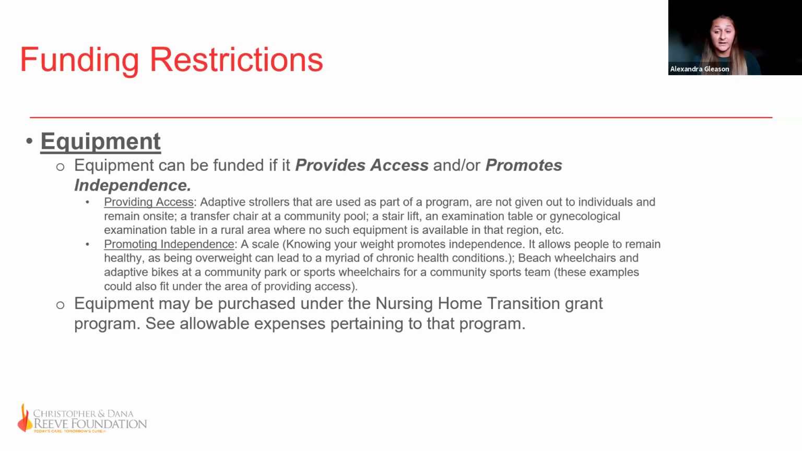And for promoting independence, that would be things like a scale for knowing your weight, that promotes independence. It allows people to remain healthy, as being overweight can really lead to a myriad of chronic health conditions. Other things are beach wheelchairs and adaptive bikes at community parks, or sports wheelchairs for a community sports team. And the last examples that I mentioned could also fit under the area of providing access as well as independence.